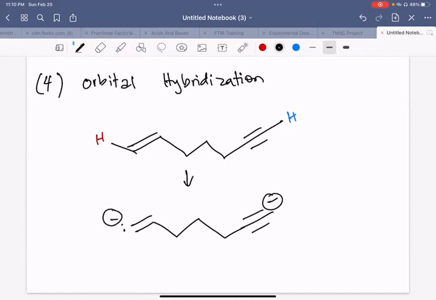Negative charge. Okay, so you'll now have the conjugate bases.